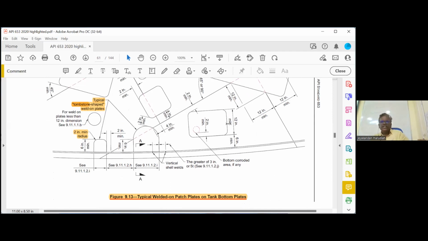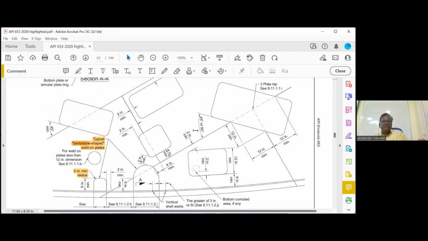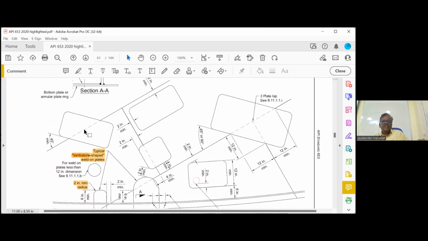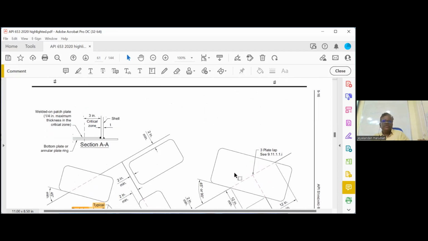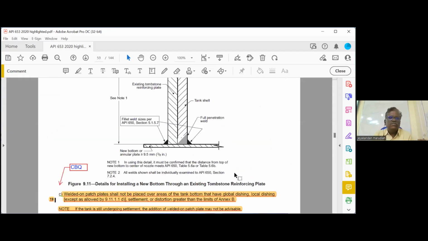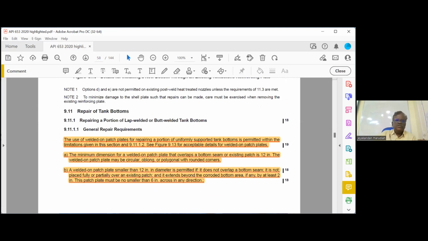And if you see, anything you weld on a corroded area, see bottom corroded area, minimum 2 inch overlap should be there. You can see that there is a minimum 12 inch. And anything crossing the lap weld should be minimum 12 inch. For weld on the place less than 12 inch, within a plate, we can use 6 inch. So anything crossing the lap weld should be minimum 12 inch. Okay, now we'll go back one by one. Highlight this one.